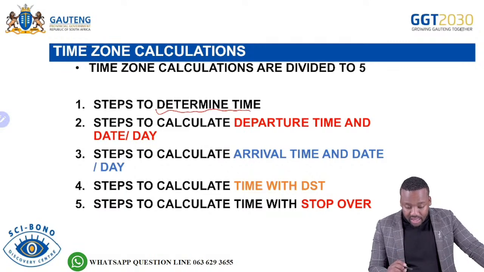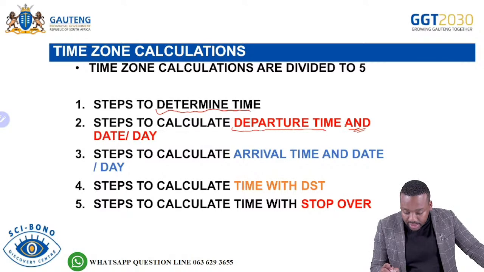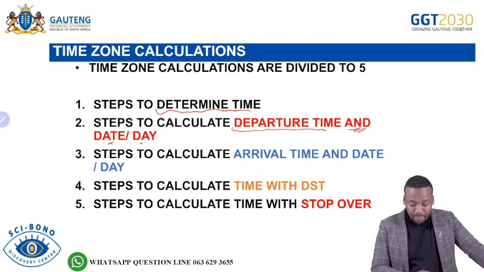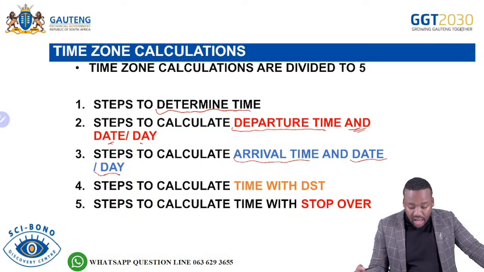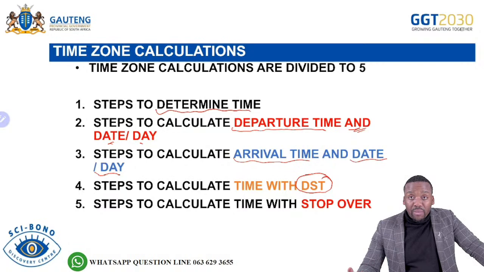We need to practice that. The second one, steps to calculate what? Departure time. See what I've added today? We're going to do departure time and date of a day. Then number 3, steps to calculate arrival time. Then what have I added as well? Date and date of a day. Then we move to steps to calculate what? Time, but now with what? With DST. So obviously, we should be able to remember this concept. Then the last one will be steps to calculate time with what? With a stopover. Let's move to the first one.